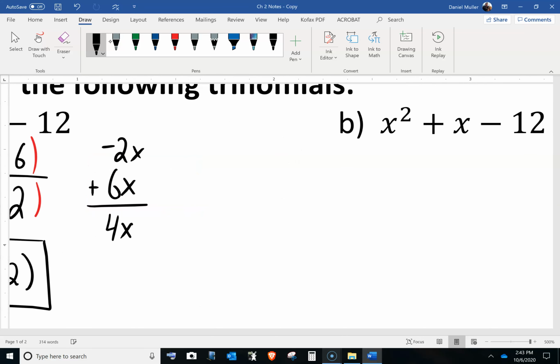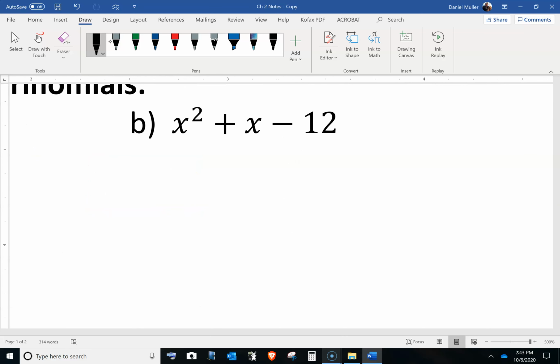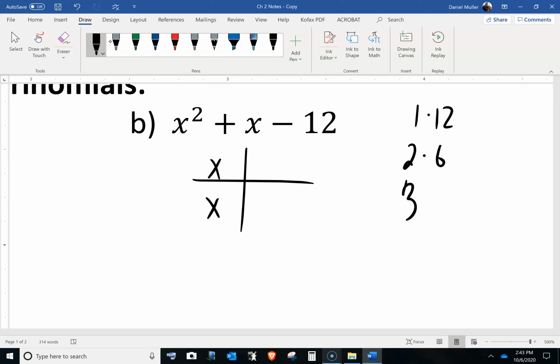Okay, let's keep going here. I also have a 12. Obviously the left is x and x like it almost always is, but then I have a 12. And again, that's 1 and 12, 2 and 6, and 3 and 4. So I'm putting a times table, times in between, because I need to multiply to 12. And obviously one of them needs to be negative.